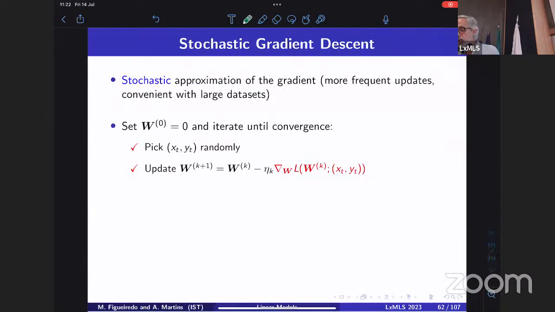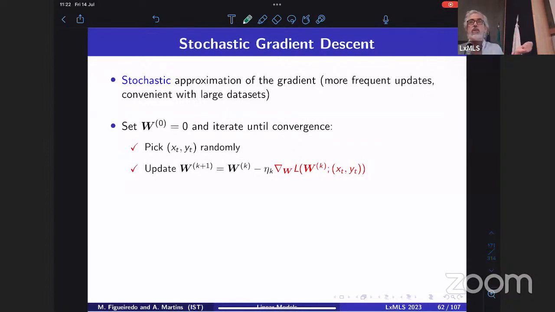And the idea is very simple. Instead of taking the whole sum of the gradients of the loss for each data point, you just take one data point. It sounds mysterious how this works, but it does. You take one data point, you compute the gradient of the loss with respect to W, but only for the loss of that data point. And you take a step in the negative direction of the gradient.